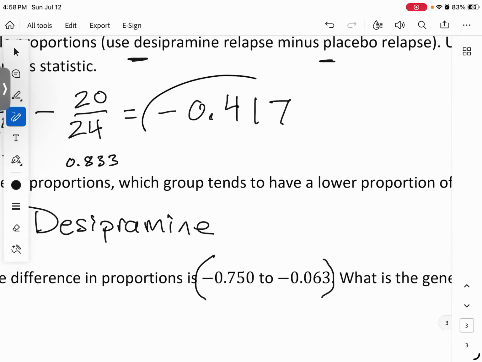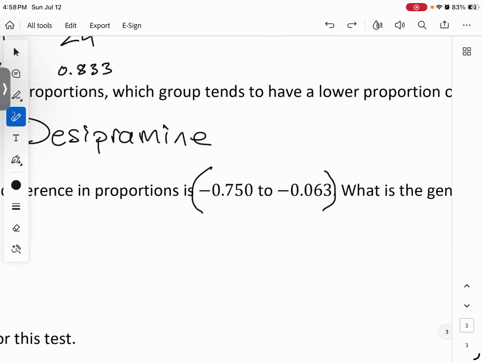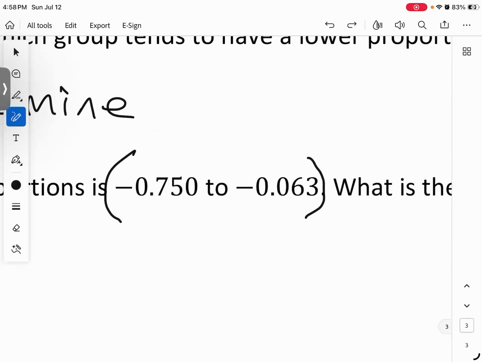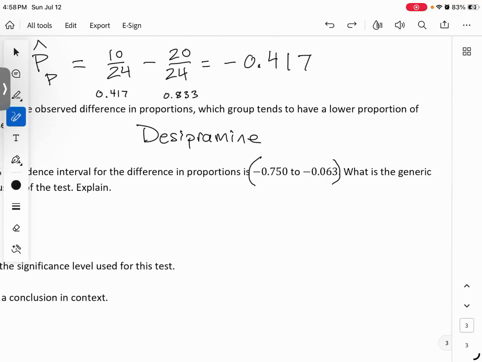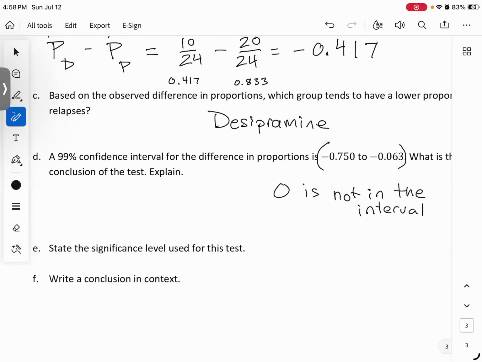Which is just to say that here, whenever they checked, desipramine, the new drug, was lower. And then whenever they did the bootstrap, it was lower, lower. 0 is not in the interval. And since 0 is not in there, can we reject it? Yeah, it stays completely negative. If it had switched from negative to positive, then we would say, yeah, 0 is plausible. Since it's not, no, 0 is not in the interval.